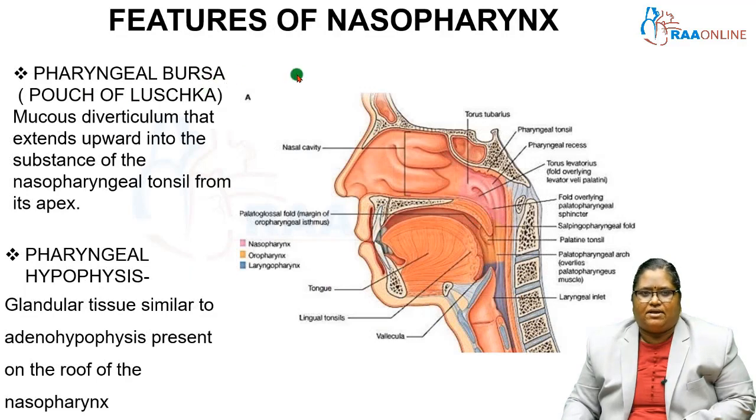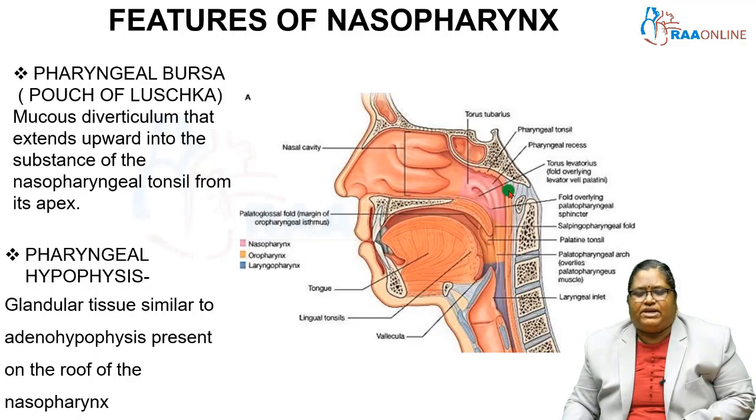Pharyngeal bursa. What is this pharyngeal bursa? It is otherwise known as pouch of Luschka. It is a mucous diverticulum that extends upward into the substance of the nasopharyngeal tonsil from its apex. Pharyngeal hypophysis. This is another feature of the nasopharynx. It's a glandular tissue which is similar to adenohypophysis of the pituitary gland, present on the roof of the nasopharynx.